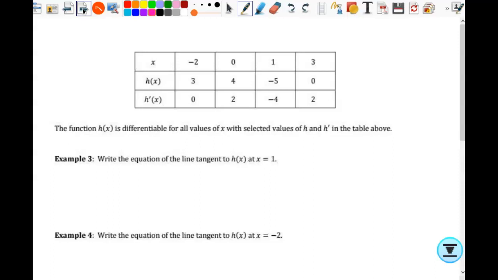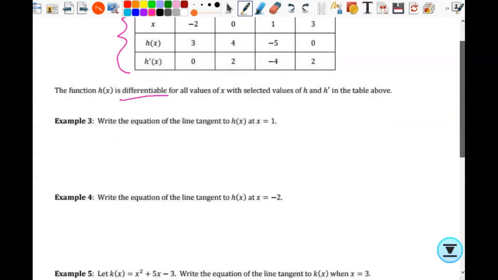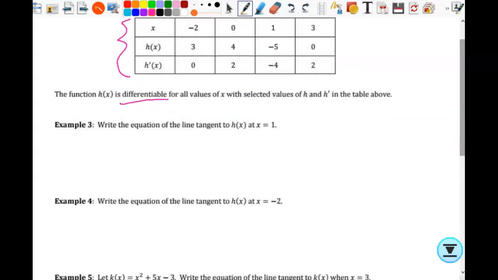So make sure when you're given these tables of values that you pay attention to what the labels are so you know what you're looking at, okay? So we have the function h of x is differentiable for all values. If it is differentiable, because we'll talk about how you know if something's differentiable, if you see that word, differentiable means it also has to be continuous.